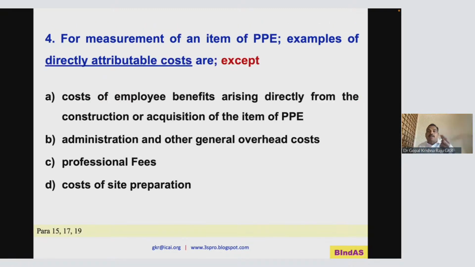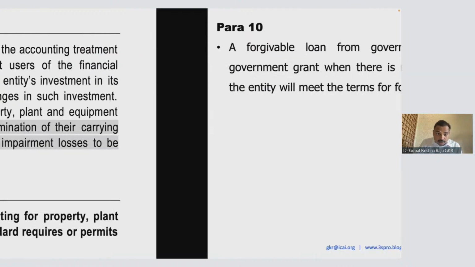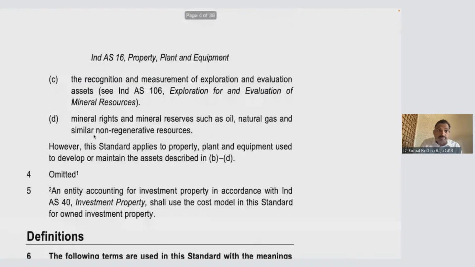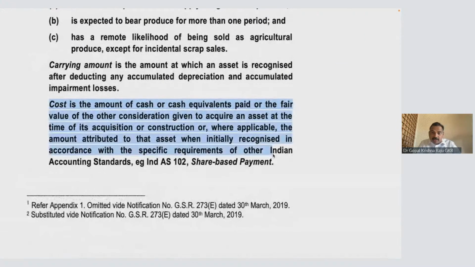For measurement of an item of PPE, examples are directly attributable cost. Now you say cost. Now what is this cost? Please look at this. What is cost here? Look at this definition of cost. Cost is cash or cash equivalent paid or the fair value of other consideration given to acquire an asset.